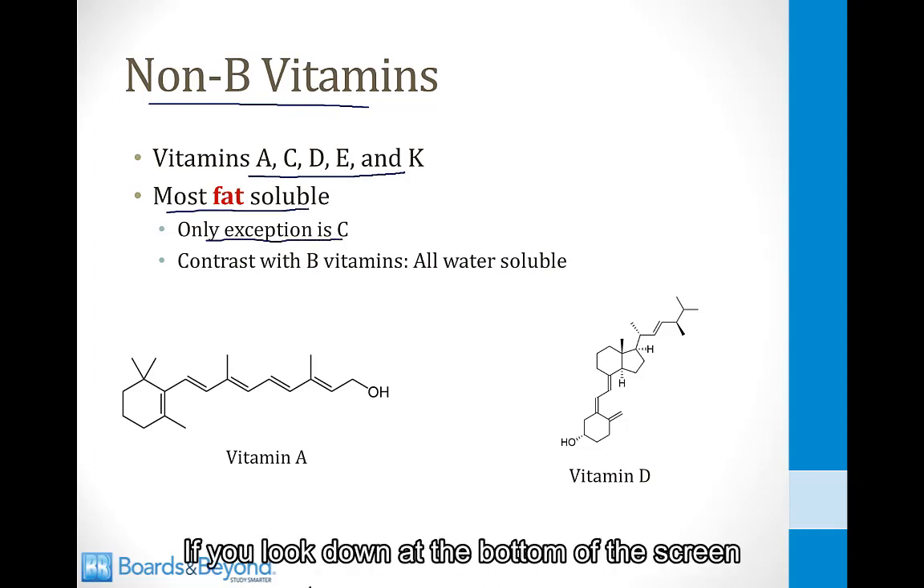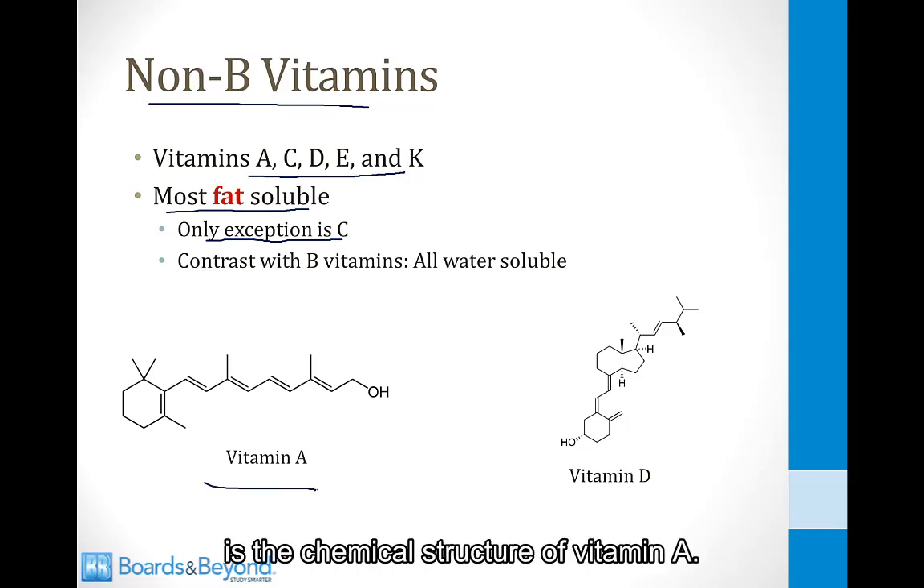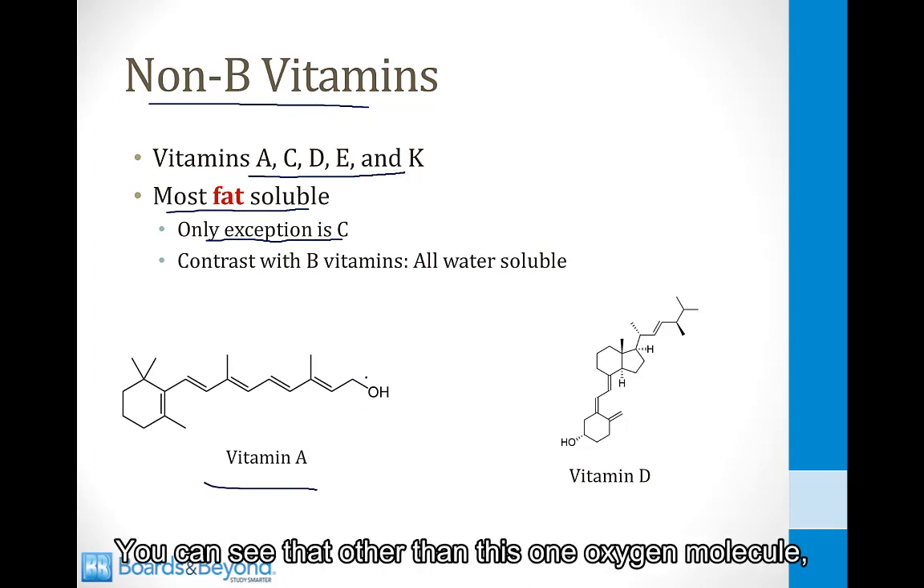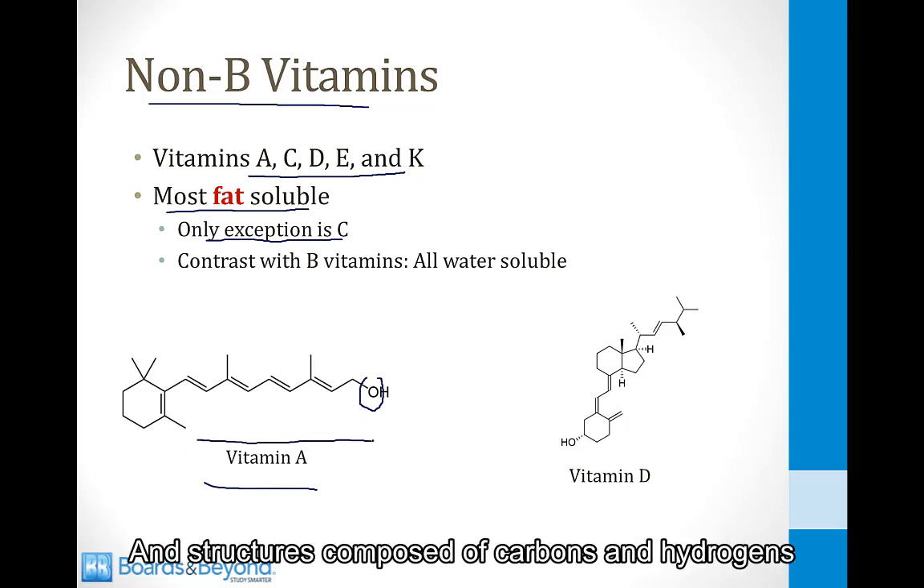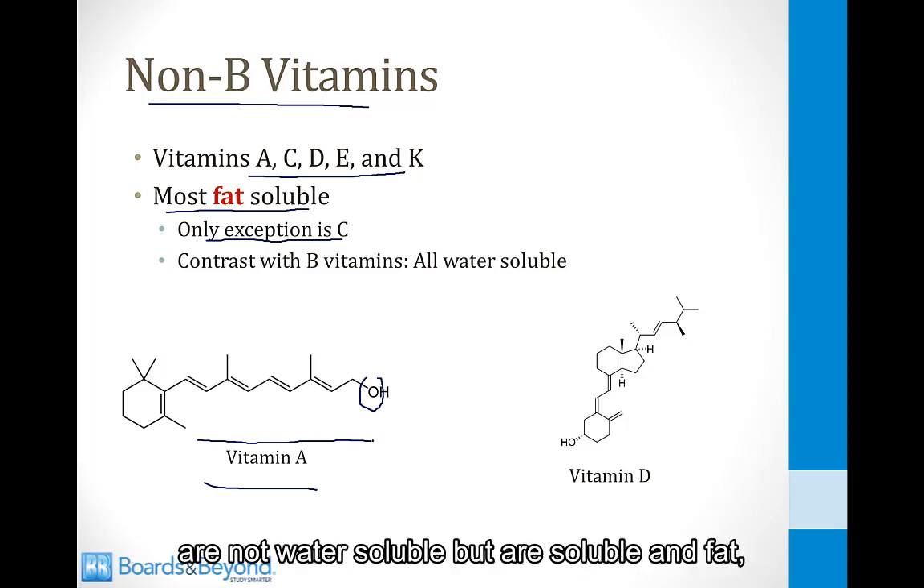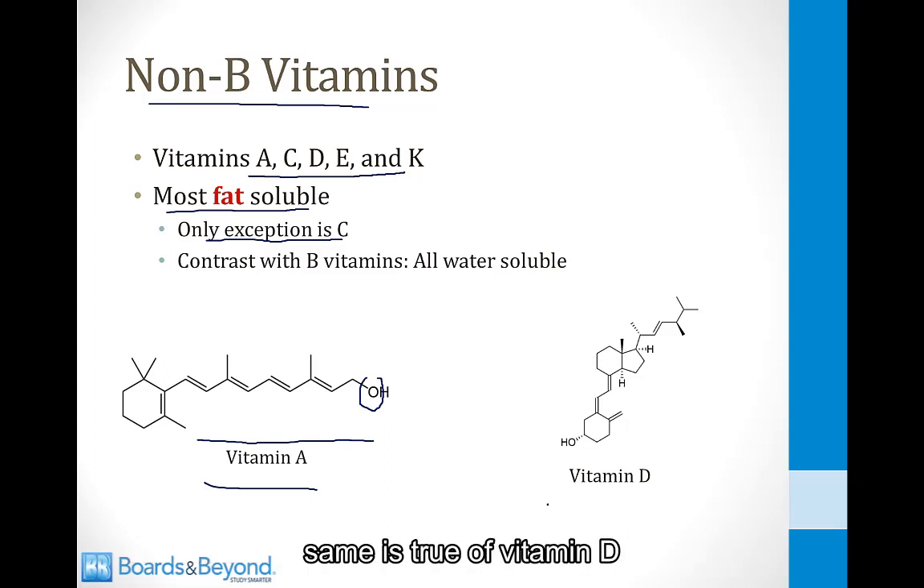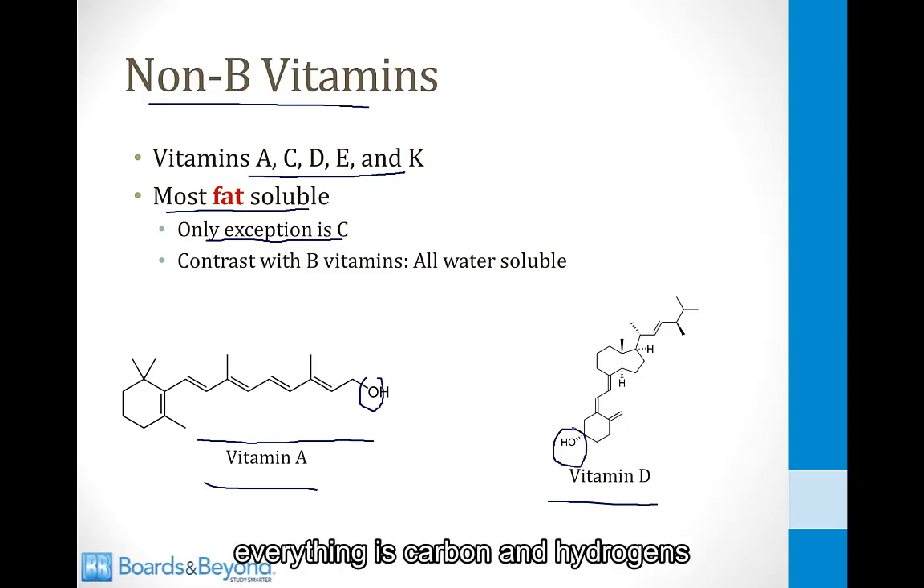If you look down at the bottom of the screen on the left-hand side is the chemical structure of vitamin A. You can see that other than this one oxygen molecule, it is entirely composed of carbons and hydrogens. And structures composed of carbons and hydrogens are not water soluble but are soluble in fat. Same is true of vitamin D. If you look at its structure, other than this one OH group here, everything is carbon and hydrogens. Therefore, it is going to be fat soluble and not water soluble.